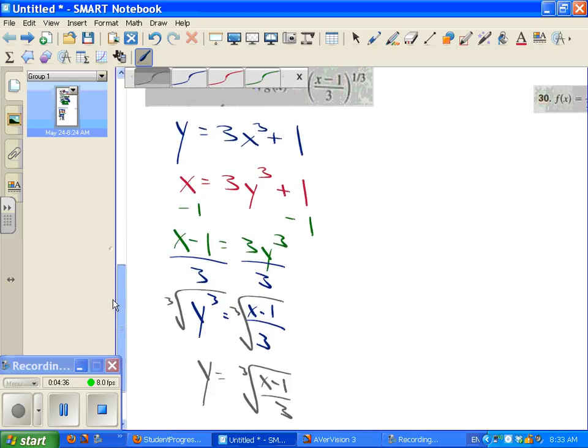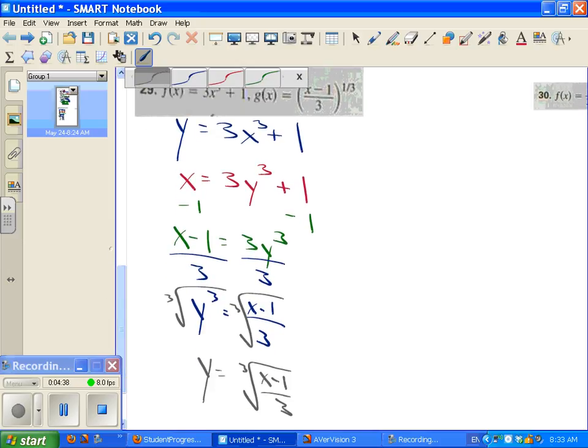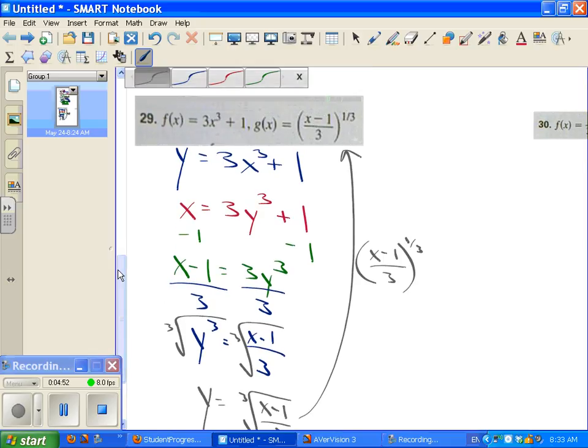Now, does that equal this? Yes, it does, because the cube root really means x minus 1 over 3 to the 1/3. They are the same thing. Okay? That's one way to show it. The other way is to take the one function and put it in the other function.